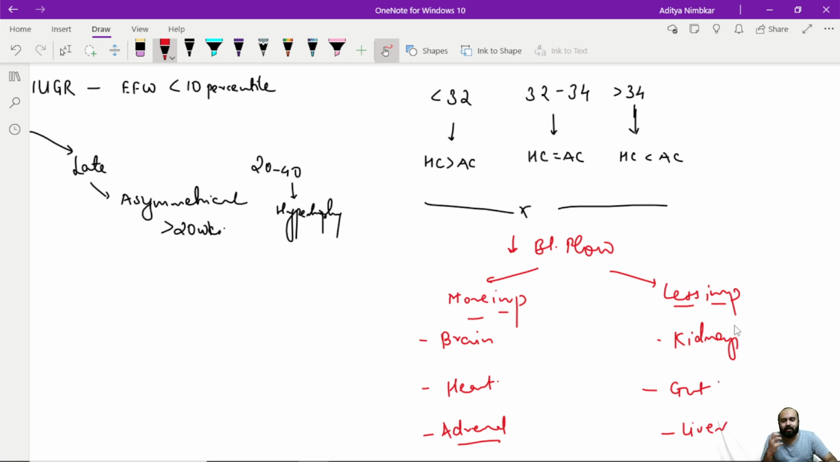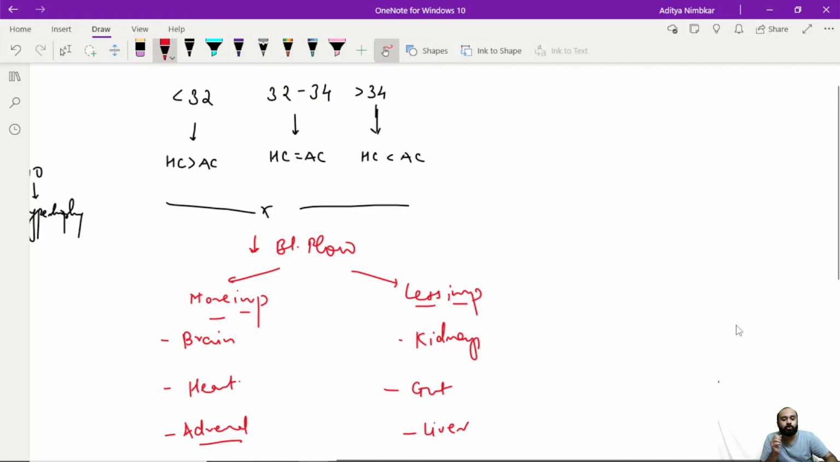Once the normal blood supply is restored, which is going to be after delivery, at that point of time I will salvage these organs. But the other organs, if I'm not going to do enough to make them survive, to give them enough blood, I will die immediately. So I have to just pull my time, and until I pull that time I will just sacrifice the lesser important organs. So what happens when the blood supply is reduced to these organs?